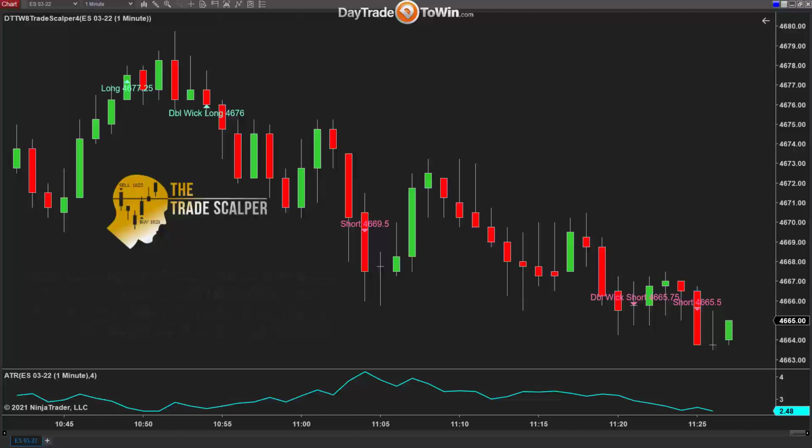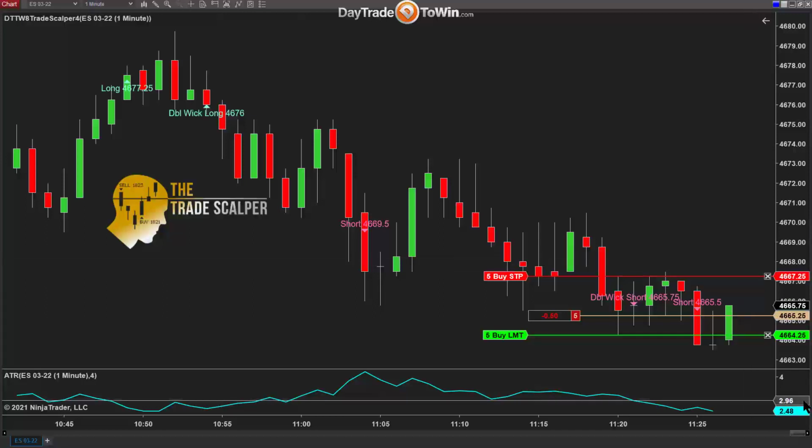Now if you use a limit order, remember a limit order means you get that exact price or better. If you use a market order, order filled, you may get a tick of slippage, because the liquidity in the E-mini S&P is pretty healthy unless there's a lot of volatility.